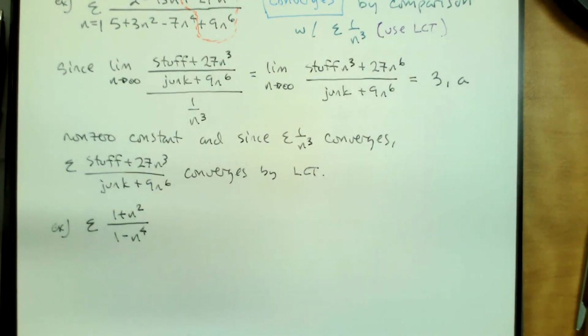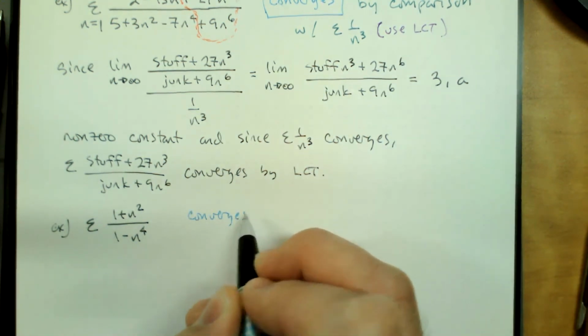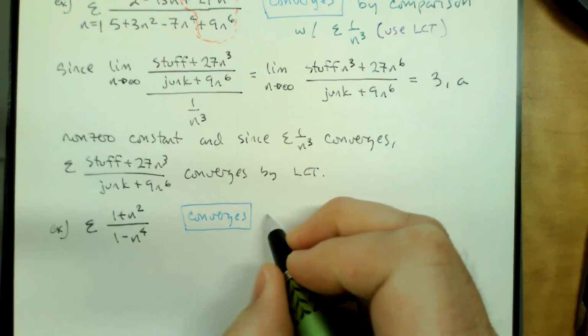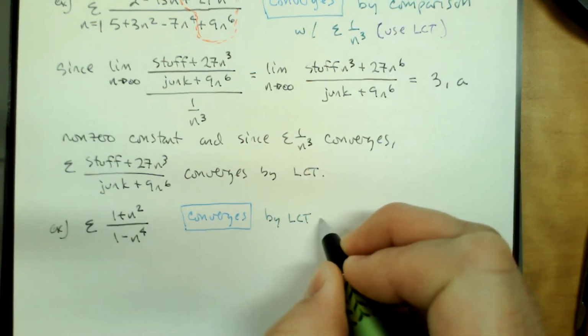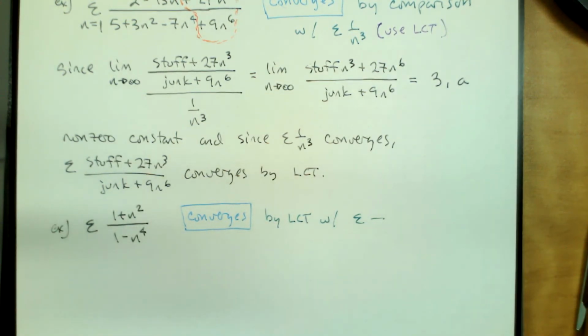So the series 1 plus n squared over 1 minus n to the 4th, converges or diverges? That was too slow. Converges. By comparison with what? What's our known convergent series? What are you claiming that this behaves like?